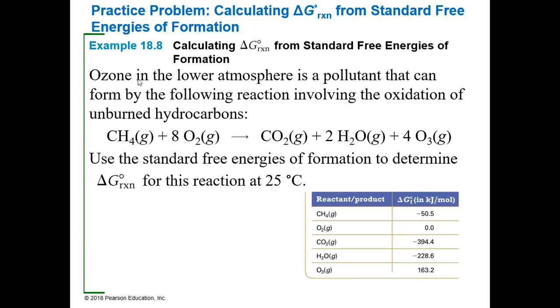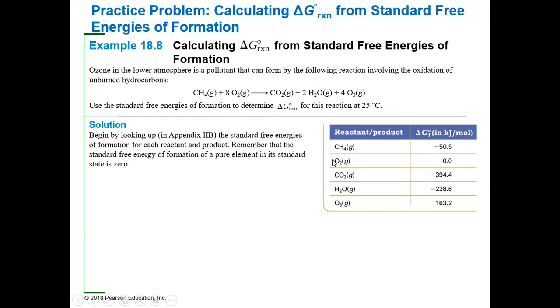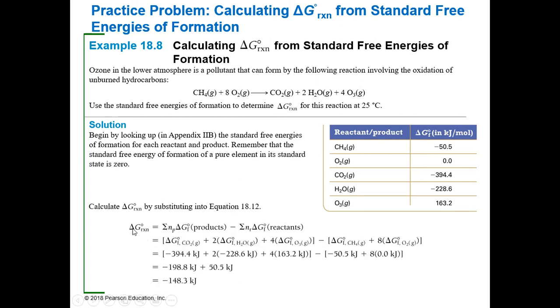So, ozone, it wants us to calculate our delta G of our reaction. So we can do the same thing that we've been doing, right? First, you would have to find your table, find your values, make sure everything's in the right states. Make sure you have the gaseous form for all of your components. So then you can go ahead and write your reaction. So delta G is, once again, products minus reactants. So we have first our products, carbon dioxide, plus 2 waters, plus 4 O3s. All of that is going to be added together.